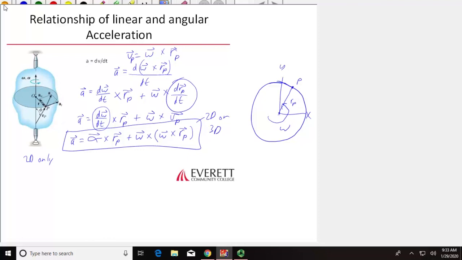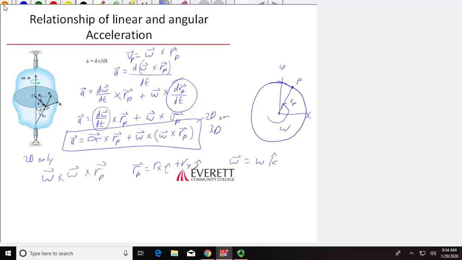So let's go ahead and rewrite omega cross r in 2D. We'd have omega crossed with r. I want to write these in general terms. That r, we don't know what r it is, but does it have a z component if we're in 2D? No. So we're going to say r_P is equal to r_x i plus r_y j. Omega is equal to omega k, because omega can only be in the k direction if we're in 2D.